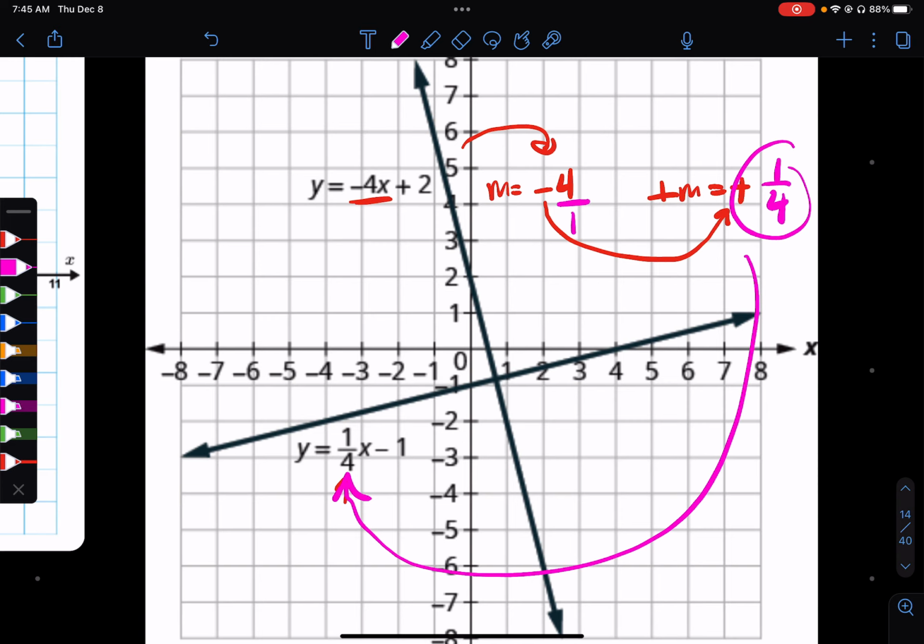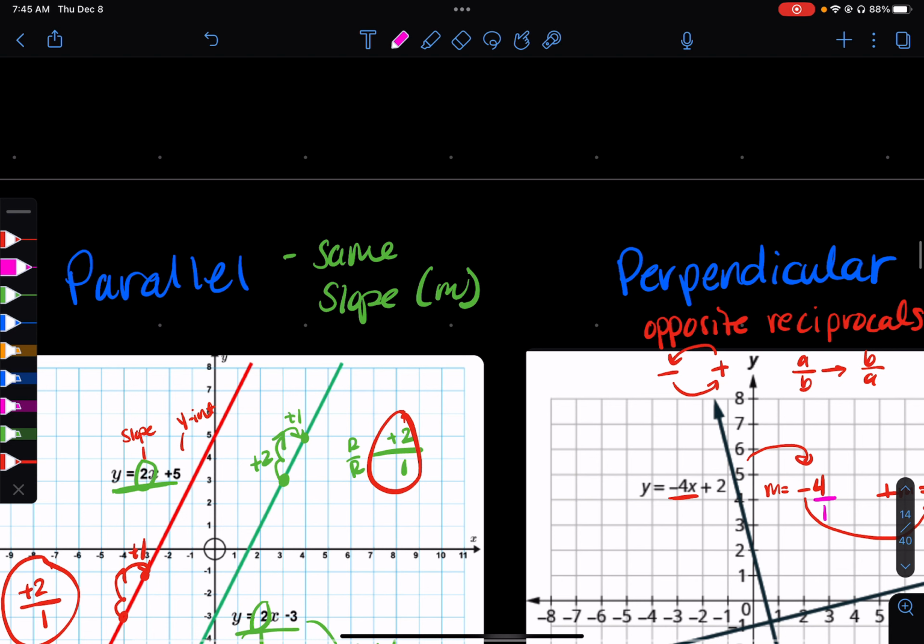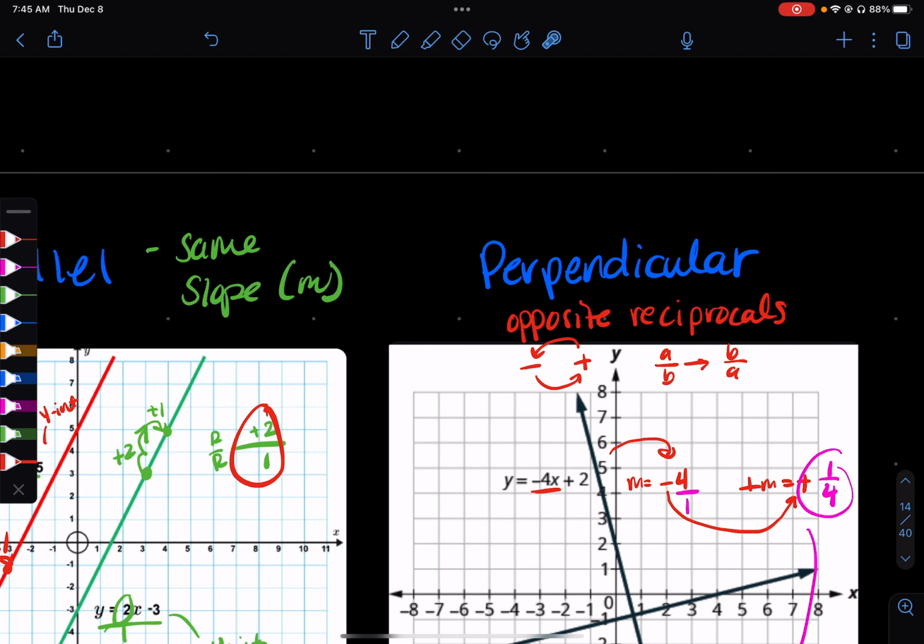So that's the main difference between parallel and perpendicular lines. Just to recap, parallel lines have the same slope, and perpendicular lines have opposite reciprocal slopes. Opposite means you flip its sign, reciprocal means you flip the fraction. And that's it.